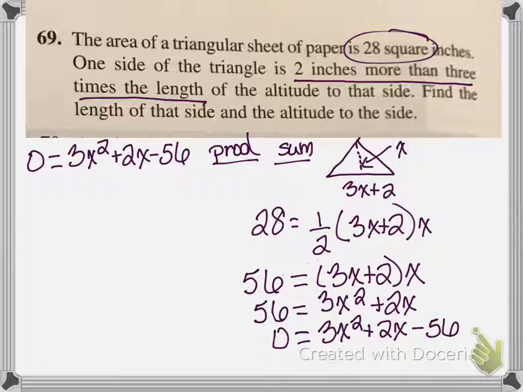What's my product? I have to do 3 times negative 56. Negative. Perfect. Okay, what's my sum? Good. Because my sum is negative, you are looking for 1 positive and 1 negative number.